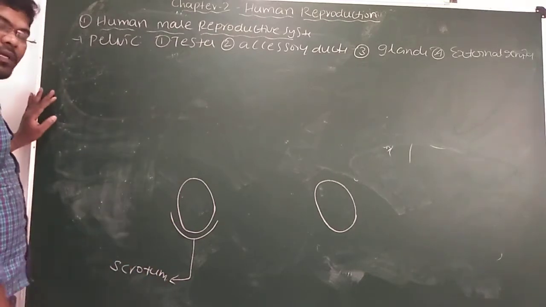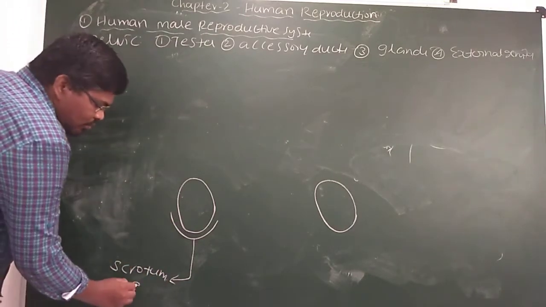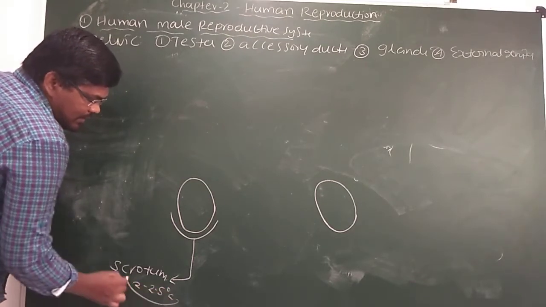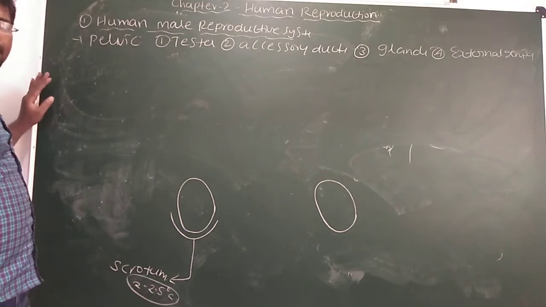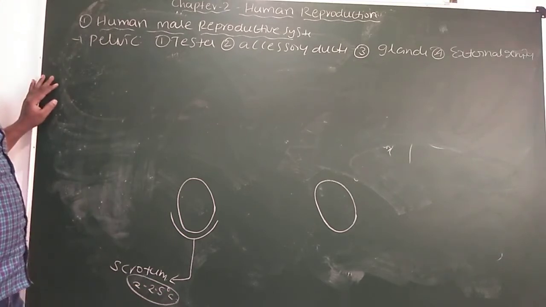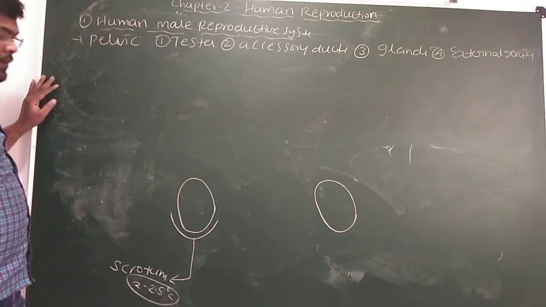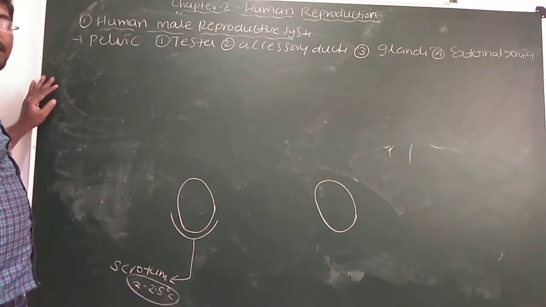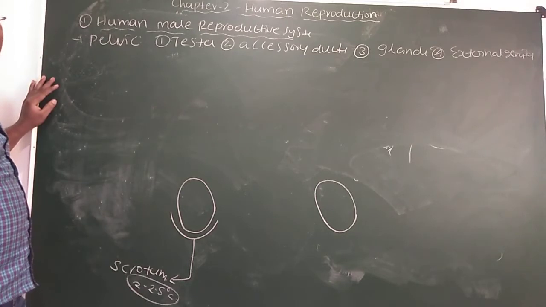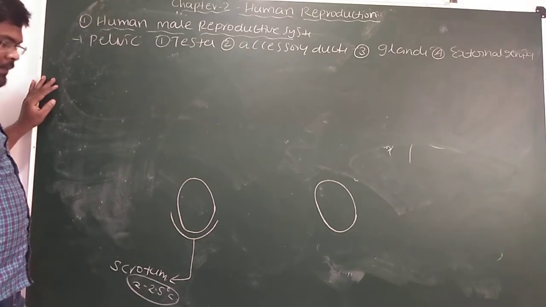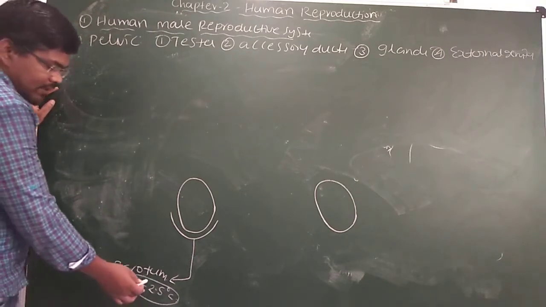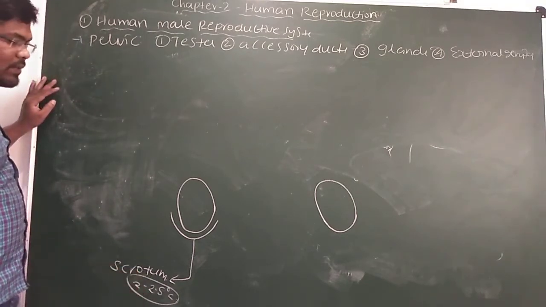What is the use of scrotum? Scrotum maintains 2 to 2.5 degrees lower temperature than the body temperature. Normal body temperature is 37 degrees Celsius, but inside the scrotum it is 2 to 2.5 degrees Celsius lower, meaning about 34.5. That is the scrotum, which maintains a lower temperature than body temperature.